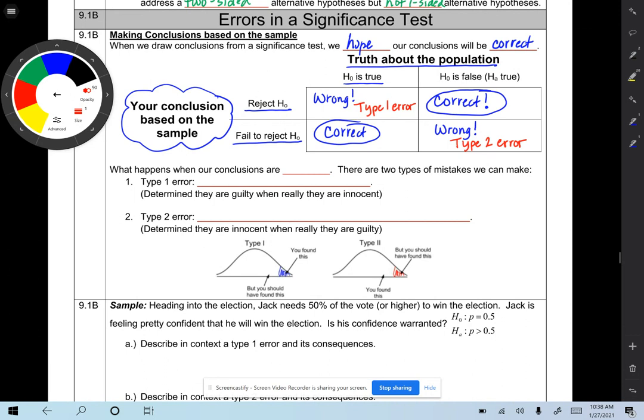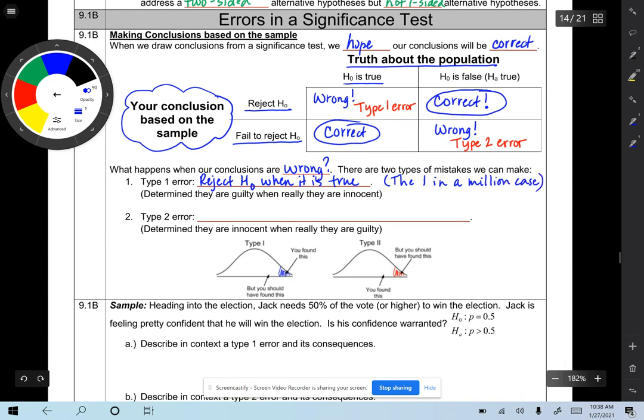What happens when our conclusions are wrong? There are two types of mistakes we can make. So the type 1 error is rejecting the null hypothesis when it is actually true. This is the 1 in a million case. Where the null hypothesis is innocent and the alternative would be guilty. So determine they are guilty when they really are innocent.